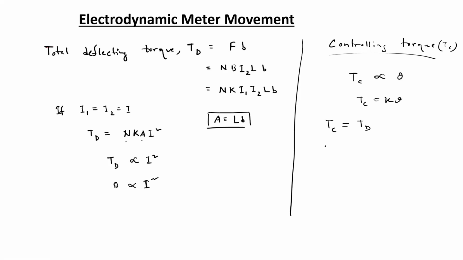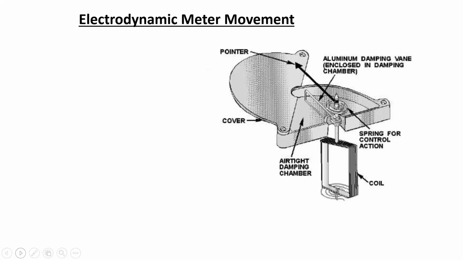Now, if we move forward with the discussion regarding how the damping can be ensured in this sort of meter movement mechanism, the damping is normally done by mechanical means. Mechanical damping can be ensured by introducing aluminum vanes and placing the vane into an enclosed air chamber, like shown in this figure.